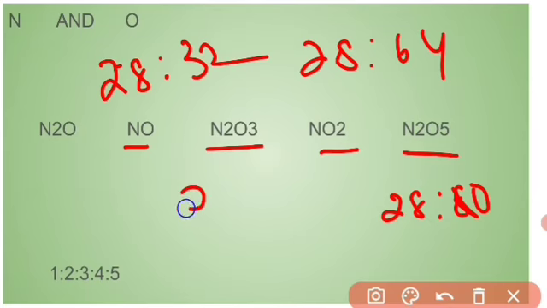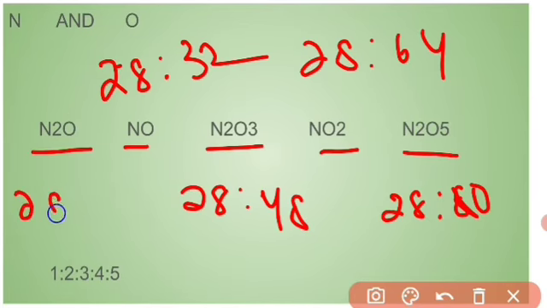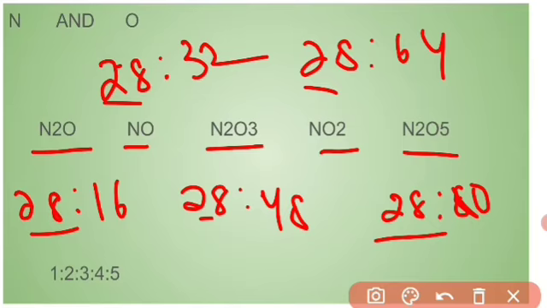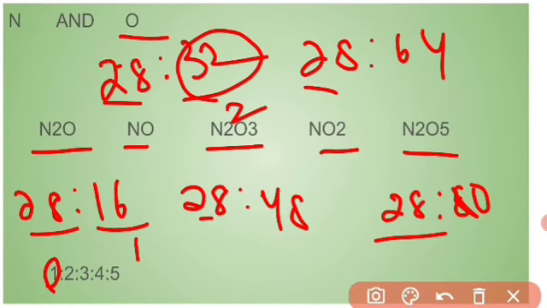Okay, here you will get 28 is to 48. Here you will get 28 is to 16. Now if you compare, 28, 28, 28, 28, 28, nitrogen is fixed. What is changing? Oxygen is changing. In the first case you can see it is 16, second, 16 2s are 32.